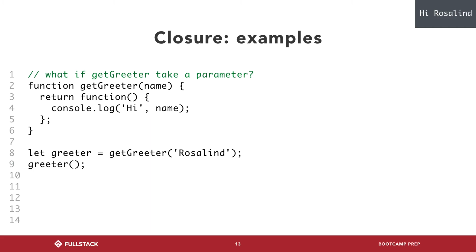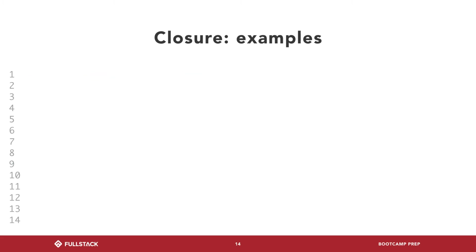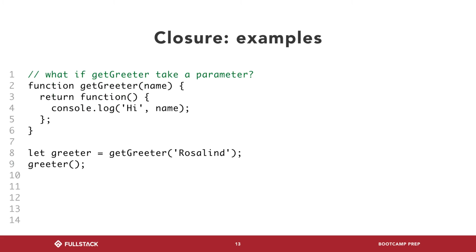In this case, we're returning a function that console logs out hi name. We never explicitly create a variable called name, but there's a parameter called name in getGreeter. When we run this function called greeter on line 9, the greeter basically becomes the anonymous function between lines 3 through 5. When we invoke greeter, we're basically invoking that anonymous function.